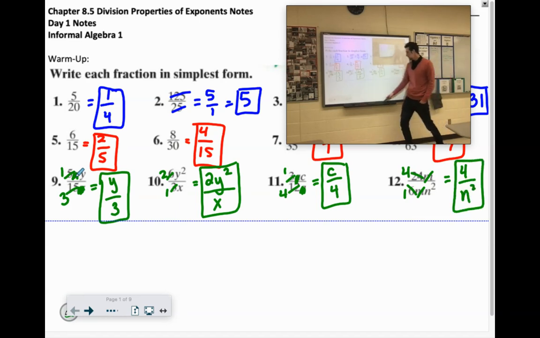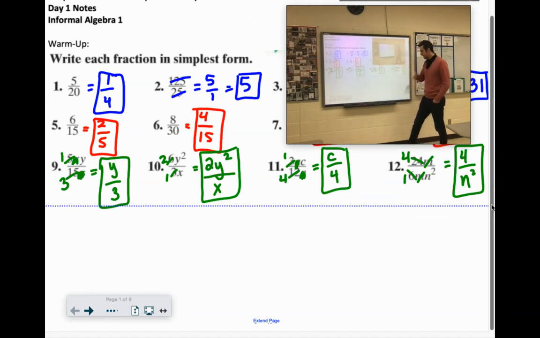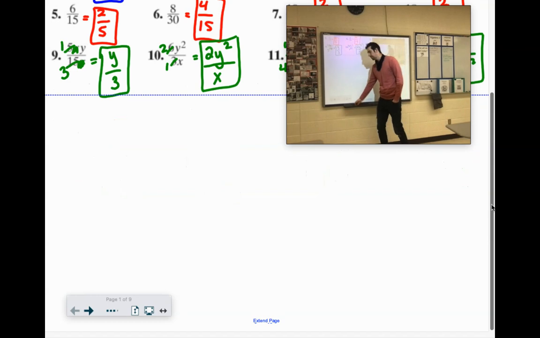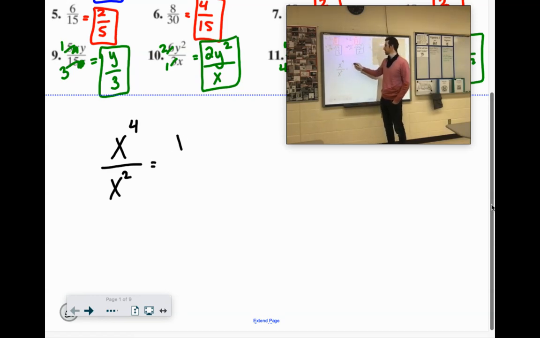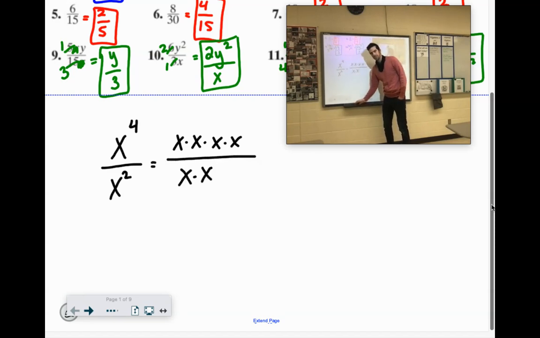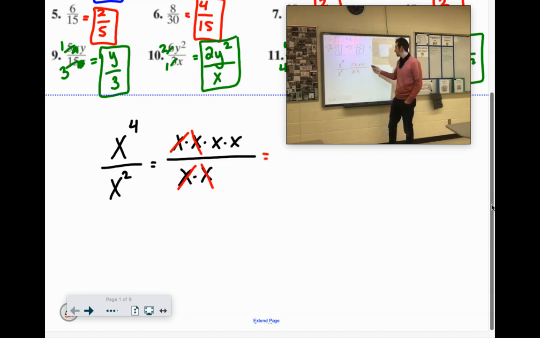All right, let's get into it today. A little preview of what we got going. So let's say you had something like x to the 4th over x to the 2nd. Now, if you stretched out x to the 4th, it would be x times x times x times x. X² would be x times x. So you can cancel out an x for an x and an x for an x. You're left with x times x, x².